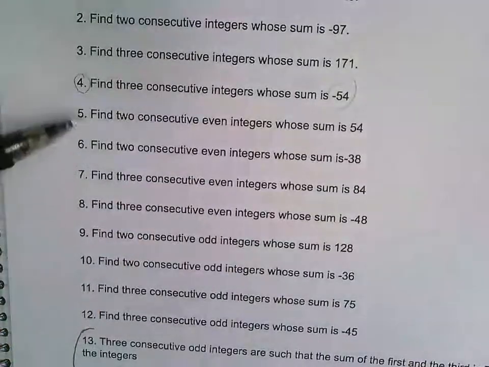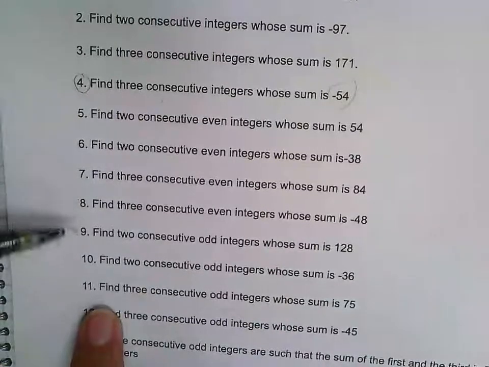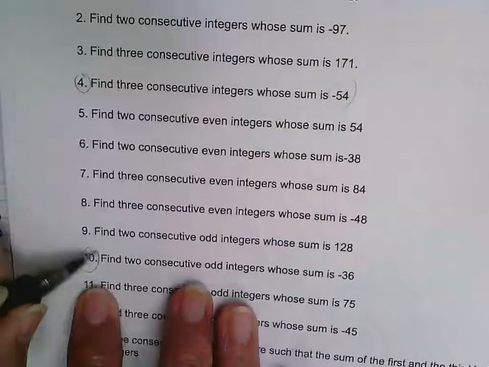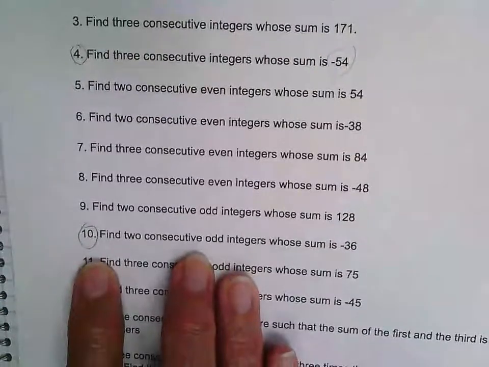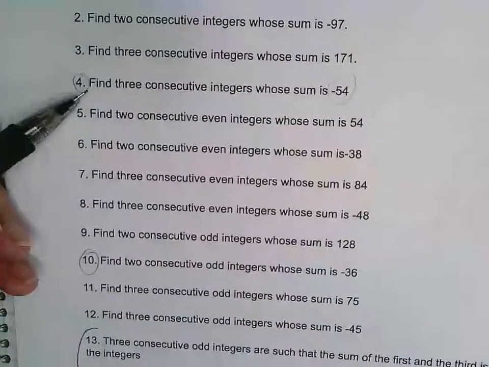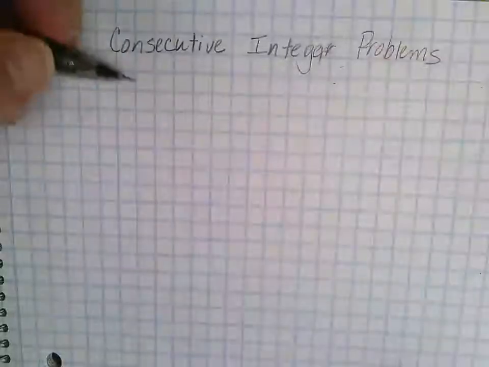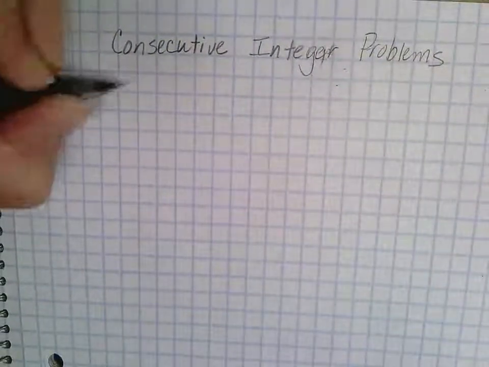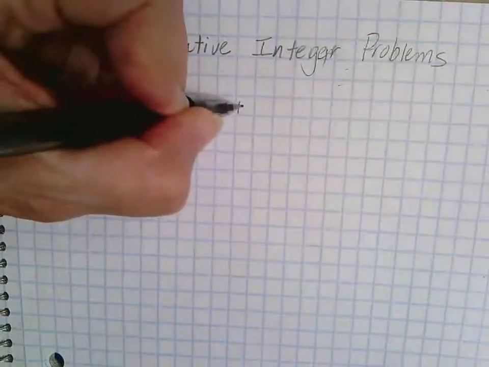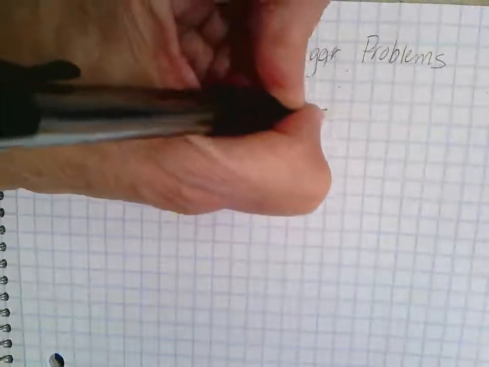You need to do them along with me. And I'm also going to do 2 consecutive odd integers whose sum is negative 36. So first, number 4, 3 consecutive integers whose sum is negative 54. So this is how I want them done.